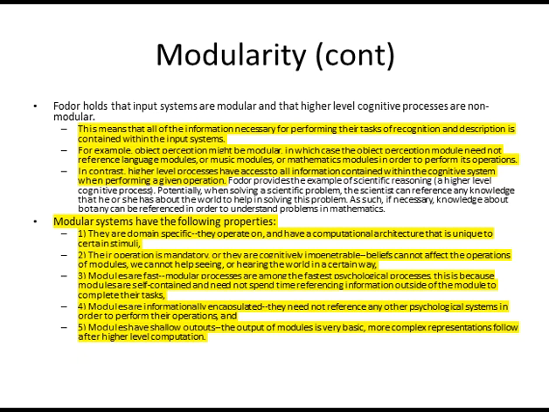Three, modules are fast. Modular processes are among the fastest psychological processes. This is because modules are self-contained and need not spend time referencing information outside of the module to complete their tasks. Four, modules are informationally encapsulated. They need not reference any other psychological systems in order to perform their operations. And five, modules have shallow outputs. The output of modules is very basic. More complex representations follow at higher level computation.